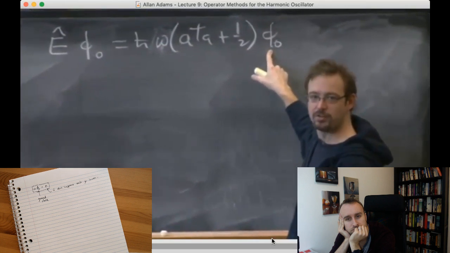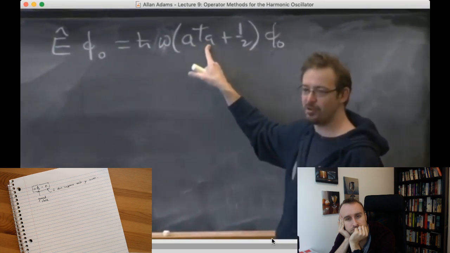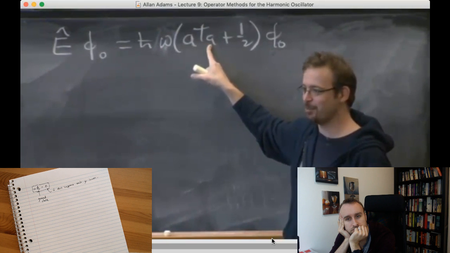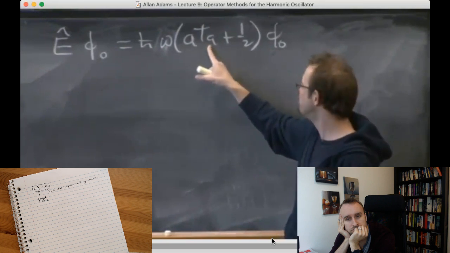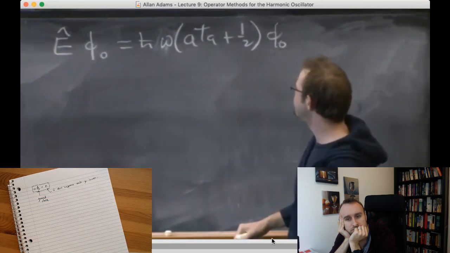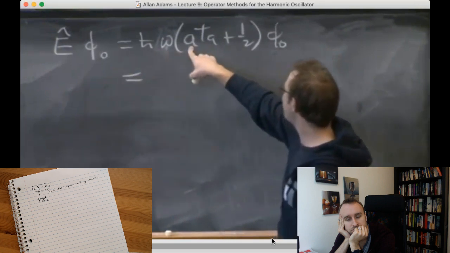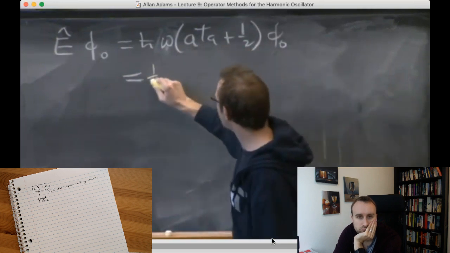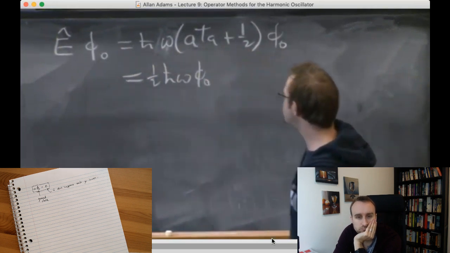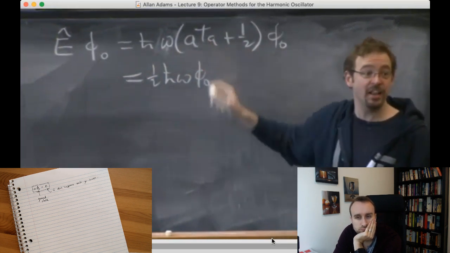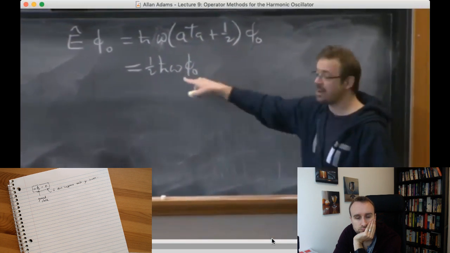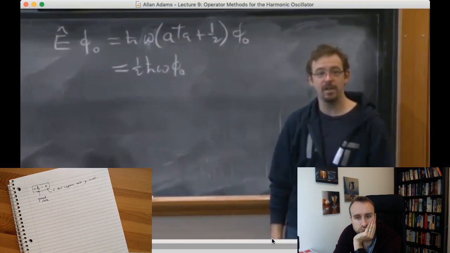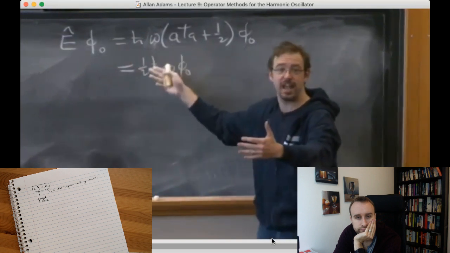It gives us 0. So in addition to a being called the lowering operator, it's also called the annihilation operator, because, I don't know, we're brutal. So this is equal to h bar omega. This term kills phi 0, with a 1/2 left over, 1/2 h bar omega, phi 0. So the ground state, any state annihilated by a, must have the same energy. Yeah? The only way you can be annihilated by a is if your energy is this.